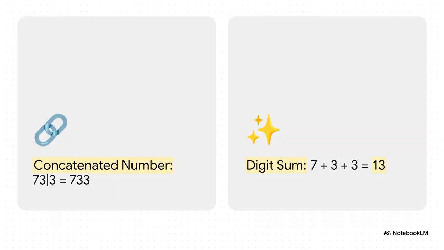Okay, check this out. The idea is you take the chapter number, 73, and you put the verse number, 3, right next to it. They call this concatenation. So you get the number 733. And what happens when you do a digit sum on that number? 7 plus 3 plus 3, it equals 13. That's one of the core numbers of the system we were just talking about.